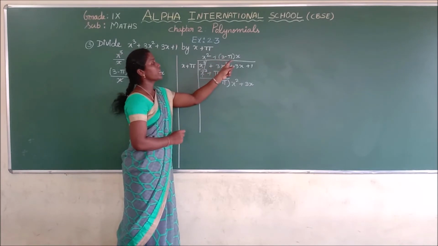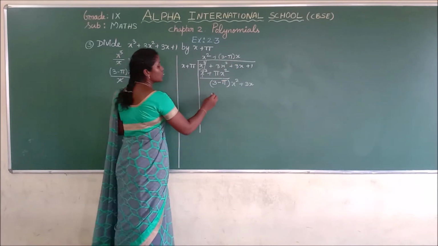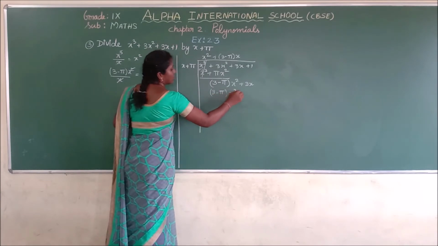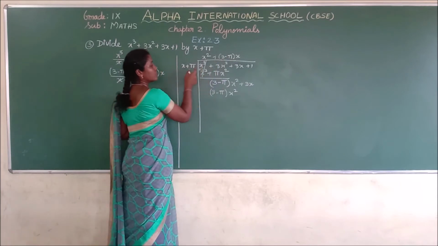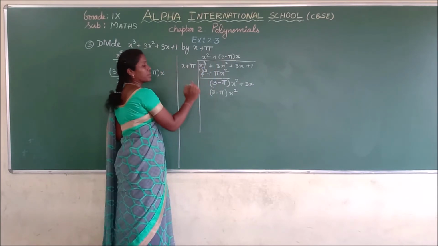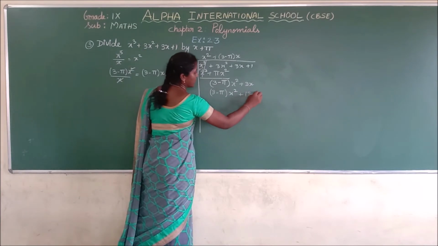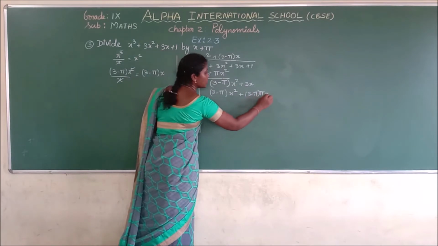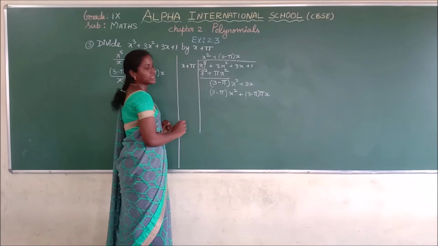Just multiply (3 − 5) into x into x. Okay, so we will be getting (3 − 5)x², since x into x becomes x square. And the second term, 5, just multiply with 5. So plus (3 − 5) into 5 into the variable x.